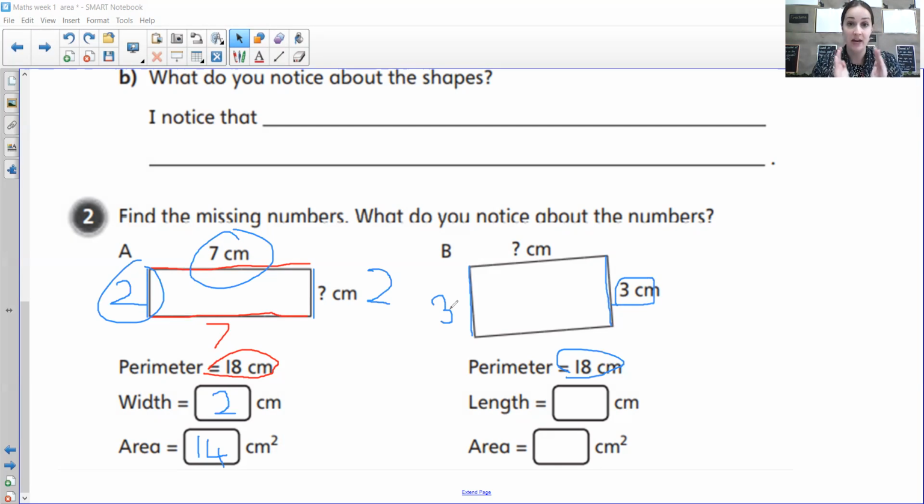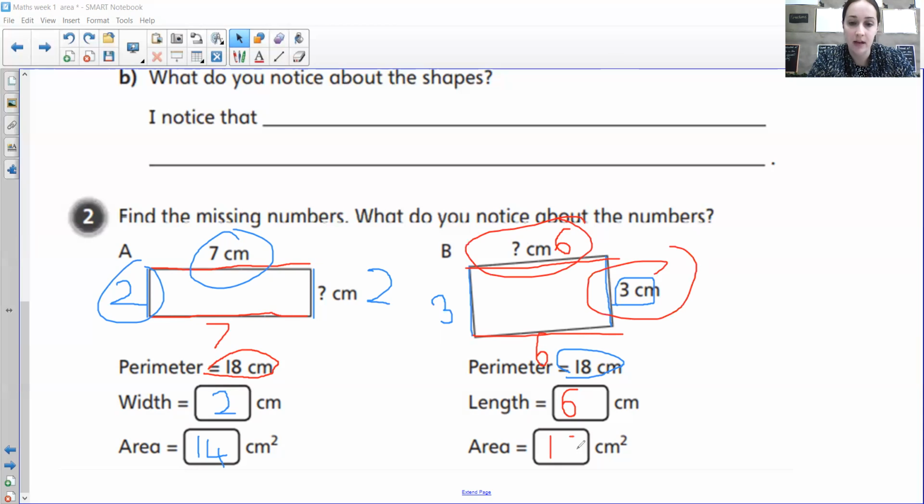I then need to split that 12 into 2 equal parts, because you've got this length and this length. So then I've got 12 divided by 2, which would be 6. So each length would be 6 centimetres. So let's check that I've got that right then. Well, 6 add 6 is 12, 3 add 3 is 6, add them together, 18. So my perimeter is correct. Area then, I'm going to do the length times the width, 6 times 3, which is also 18 centimetres squared.